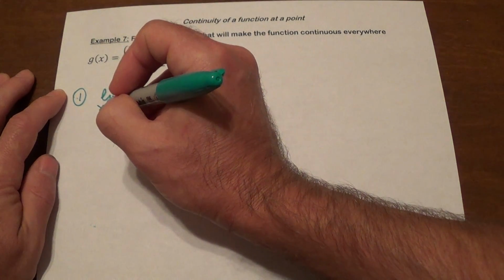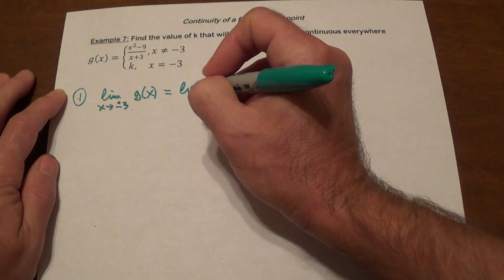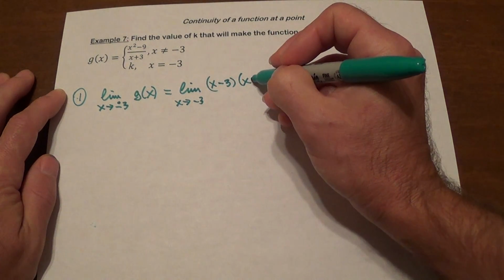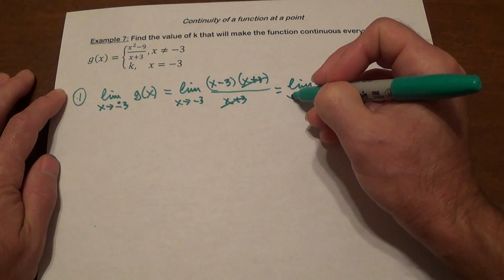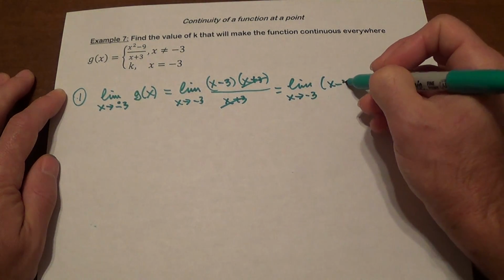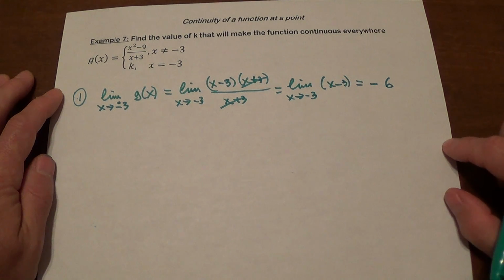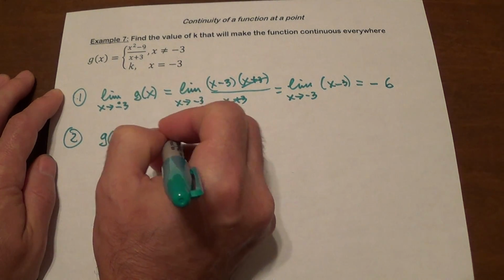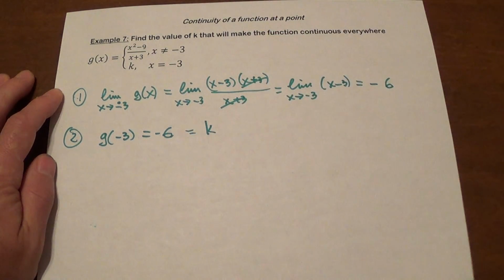So the limit as x approaches -3 of g of x is going to be the limit as x approaches -3. We can factor, we can divide out, so we're trying to find the limit as x approaches -3 of x minus 3. Direct substitution works here, you get -6. So what do we want? We want the function's value to be exactly the same. In other words, we want it to be -6. So what we want to write is we want g of -3 to equal -6 to make this function continuous. Right? And that basically means that that's going to be the value of k.